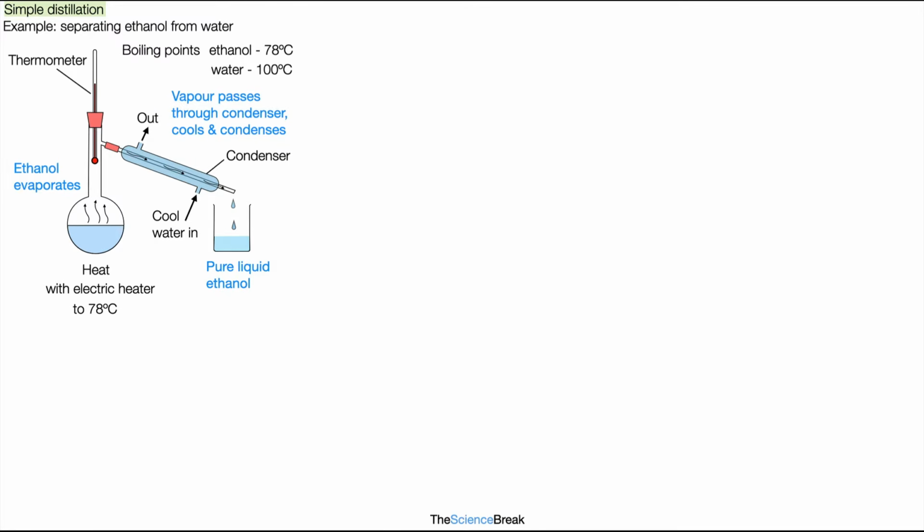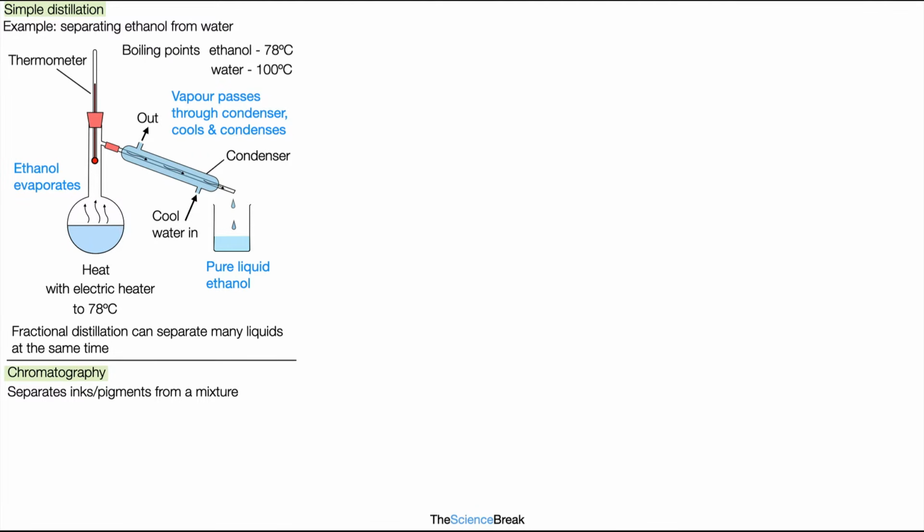Once no more liquid ethanol comes through, we know that we have separated out all of the ethanol from the mixture. Fractional distillation can separate many liquids at the same time, but we'll take a look at that in our paper 2 video. Next is chromatography.